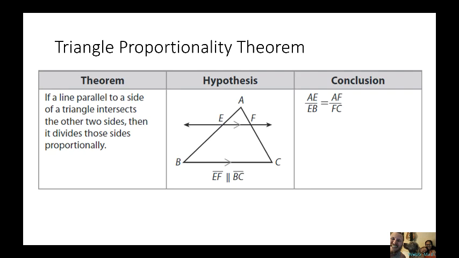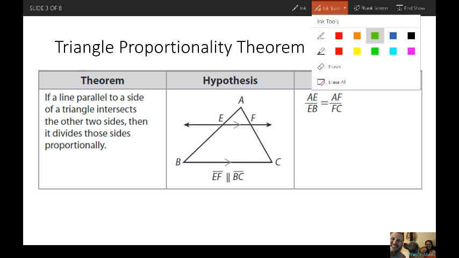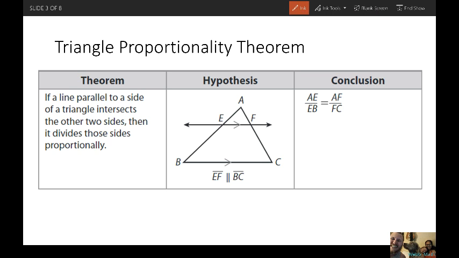So here's a prettier picture with the theorem. Triangle proportionality theorem. So your theorem states if a line parallel to a side of a triangle intersects the other two sides, then it divides both those sides proportionally. So basically you have a parallel line cutting through, it intersects two sides of your triangle, and it divides those sides proportionally.